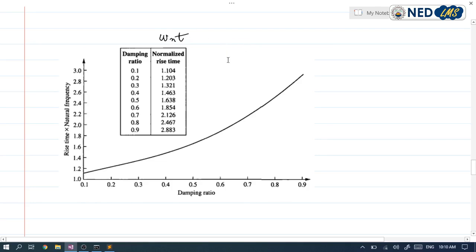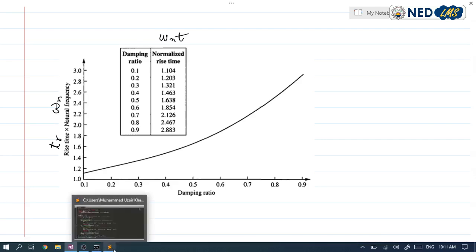So this is the curve between damping ratio and rise time T_R and natural frequency omega n. So we can solve these equations through a computer program.